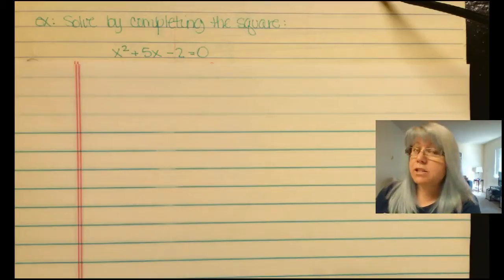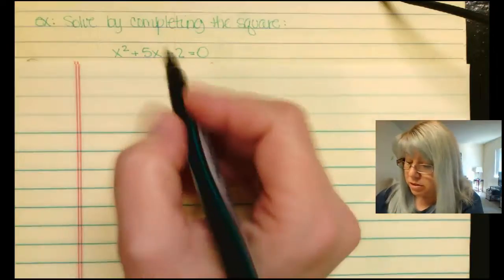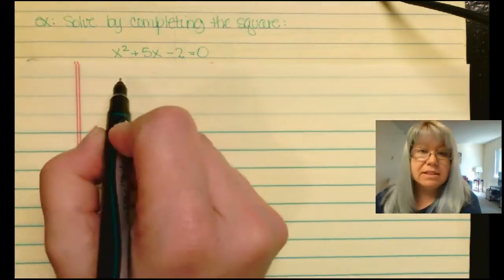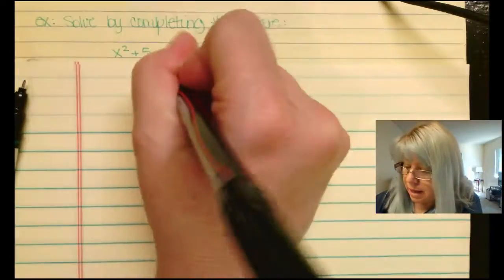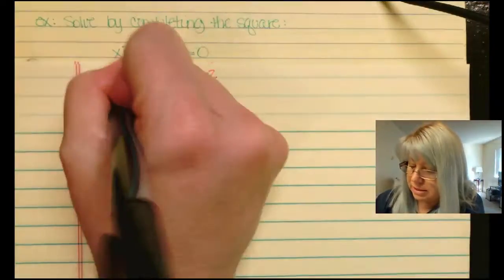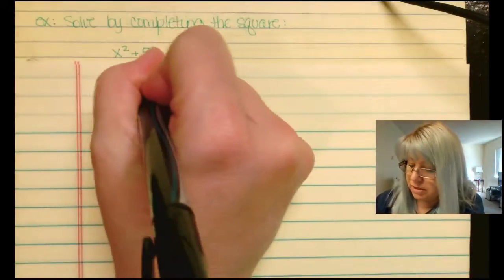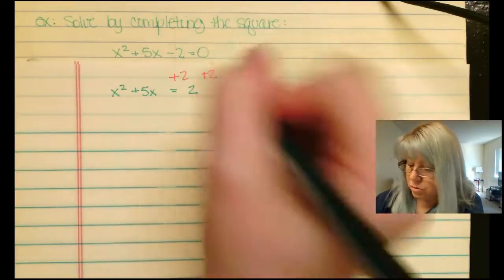All right, so let's try another problem. Seeing it once sometimes isn't enough, so let's see it again. First step I want to do is isolate all the x's on the left-hand side. So I'm going to add 2, giving us x squared plus 5x equals 2.